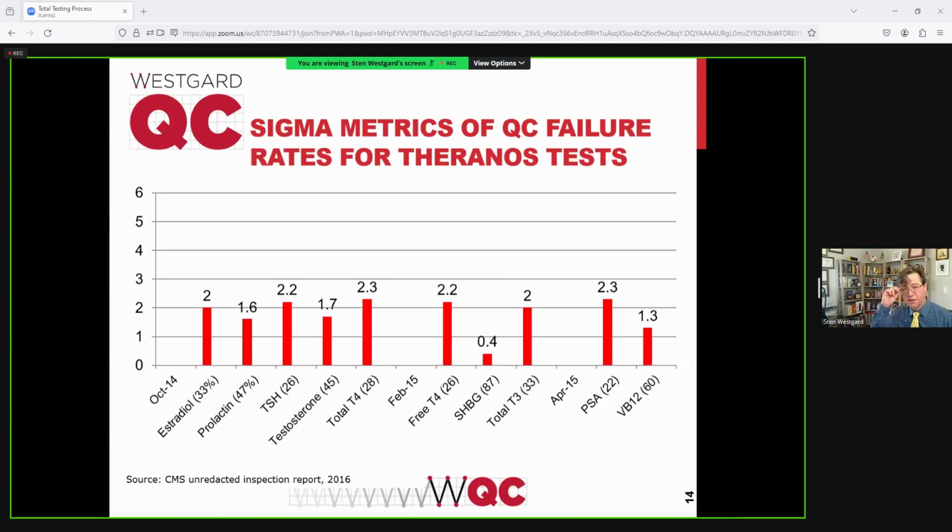And then just another notice, this is what Theranos quality results were. So this is their QC rejection rates translated into Six Sigma metrics. So they had the sex hormone binding globulin that was being rejected by QC 87% of the time. So that comes in at 8.4 sigma. And you see all of these different QC of methods, they're all coming in below 3 sigma.